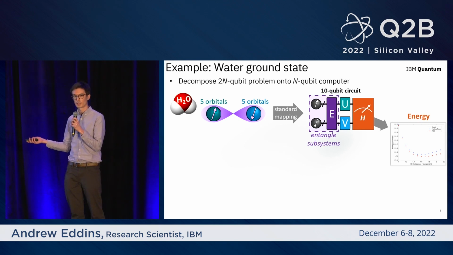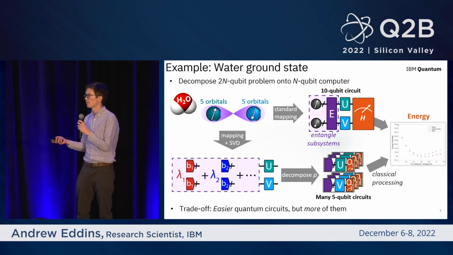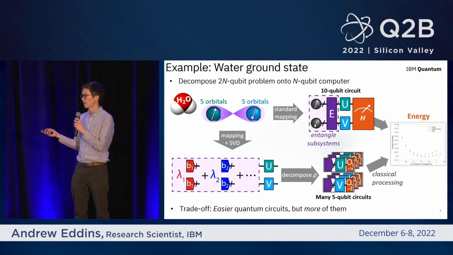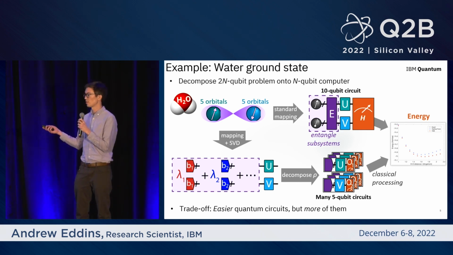So entanglement forging here is giving us an alternative path where we do this decomposition first, have a series of 5 qubit circuits to evaluate, do additional classical processing on those results, and ideally obtain the same answer this way.